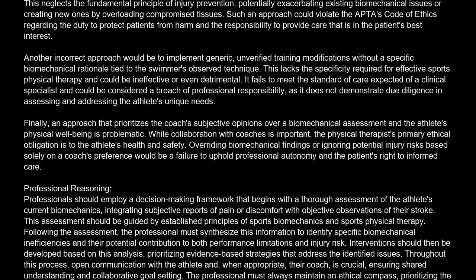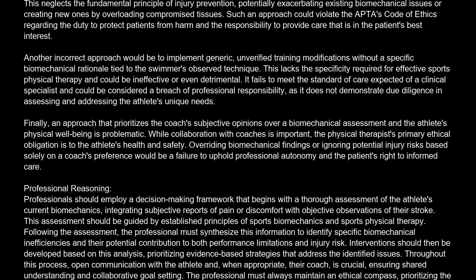Another incorrect approach would be to implement generic, unverified training modifications without a specific biomechanical rationale tied to the swimmer's observed technique. This lacks the specificity required for effective sports physical therapy and could be ineffective or even detrimental. It fails to meet the standard of care expected of a clinical specialist and could be considered a breach of professional responsibility, as it does not demonstrate due diligence in assessing and addressing the athlete's unique needs.